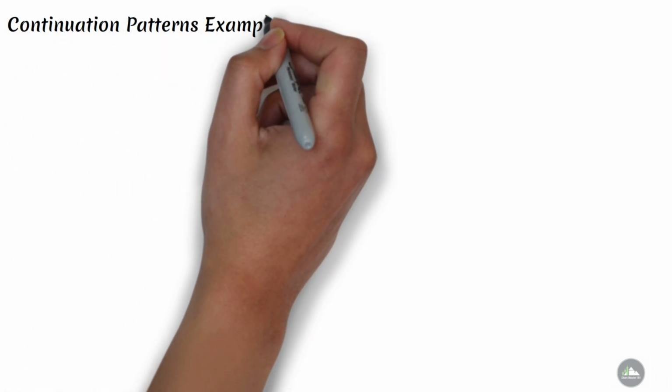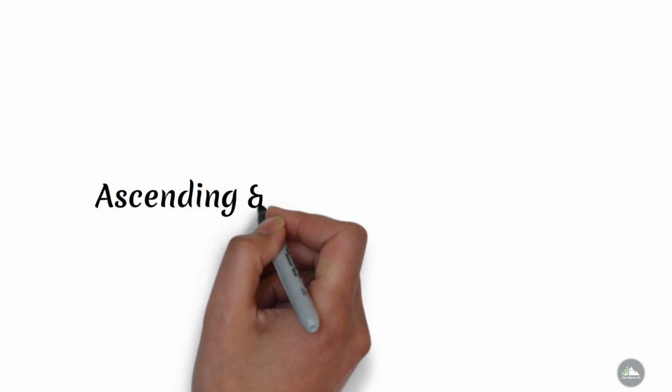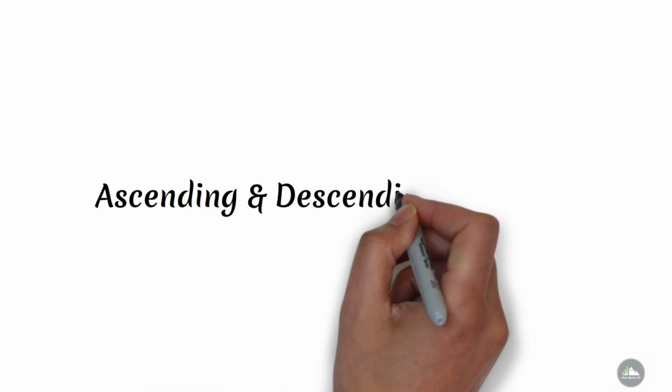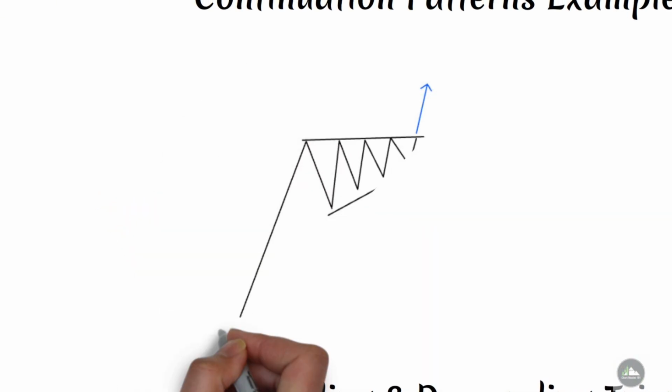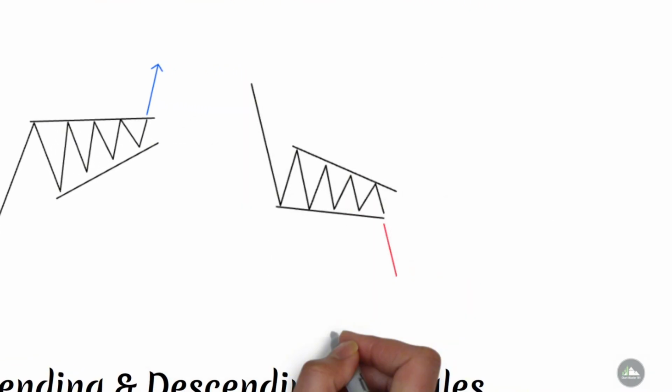We'll talk about the first continuation patterns example. Here we have ascending and descending triangles. I'll show you an example of how it looks. This is the price squeezing up like a rising trend, and this is for descending.